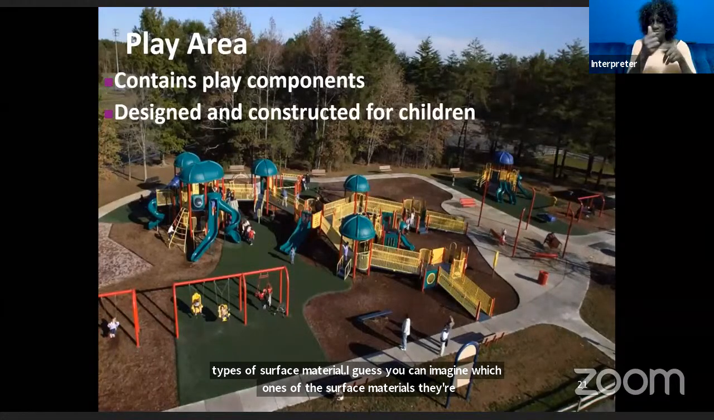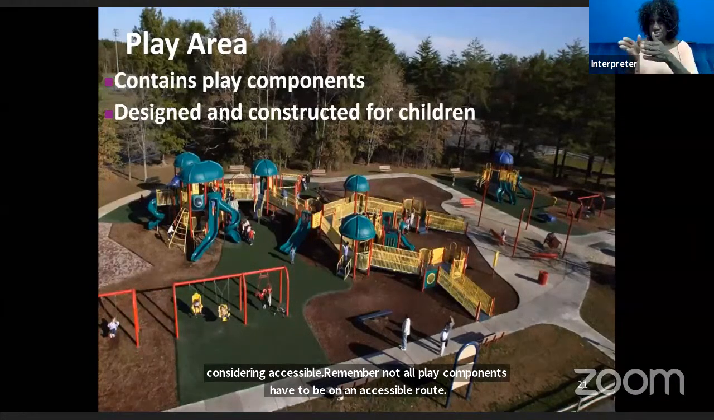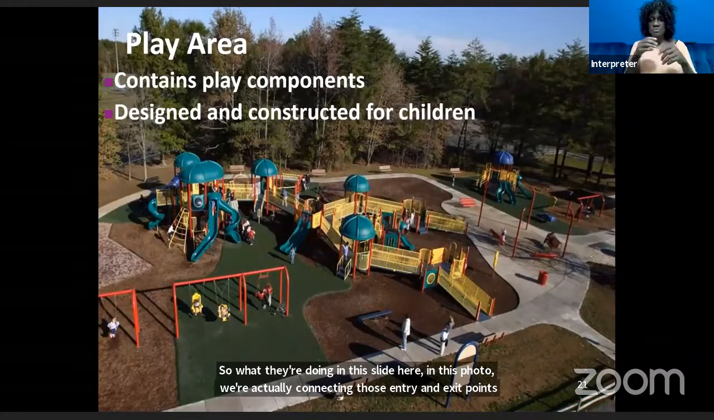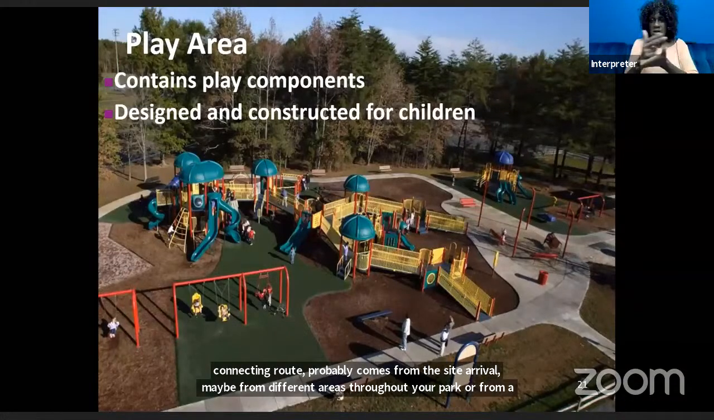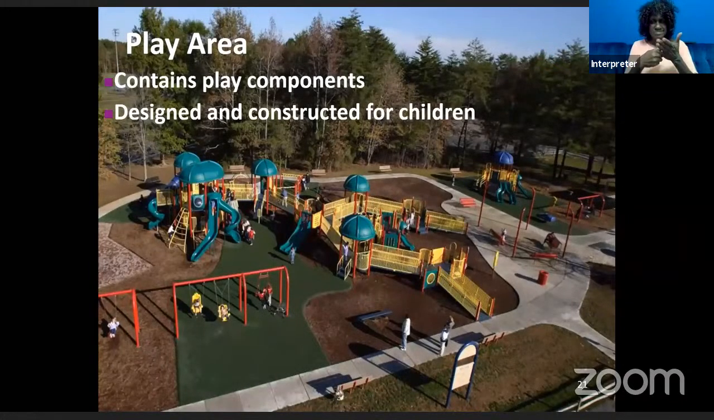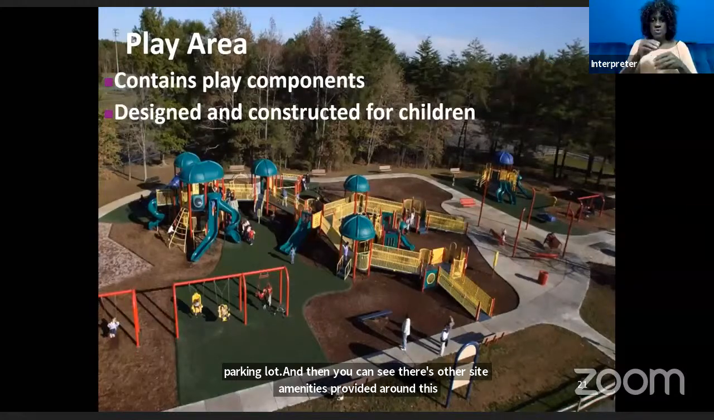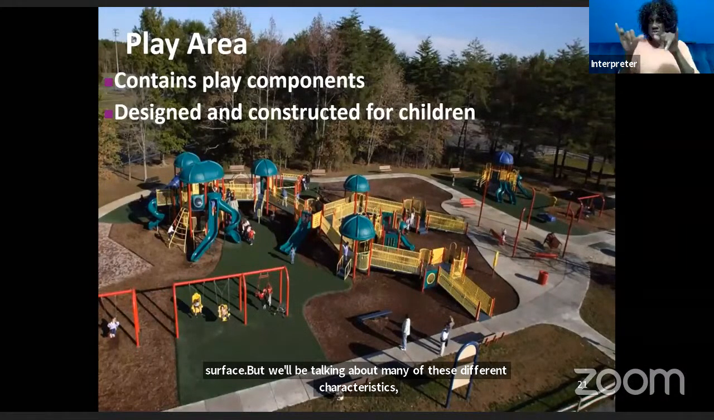So what they're doing in this photo is actually connecting those entry and exit points of accessible play components. We also can see that there's a border route all the way around this play area, a connecting route, that probably comes from the site arrival, maybe from different areas throughout your park or from a parking lot. And then you can see that there are other site amenities provided around this surface. But we'll be talking about many of these different characteristics, including the ramps, the transfer systems, and what is considered play components at ground level and elevated.